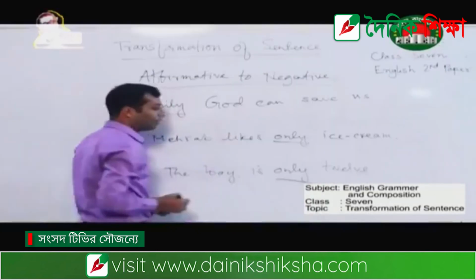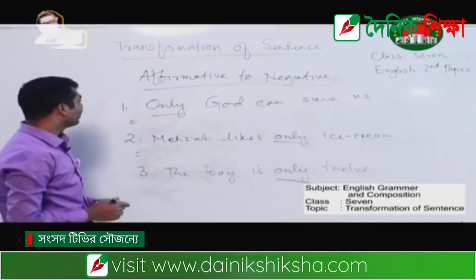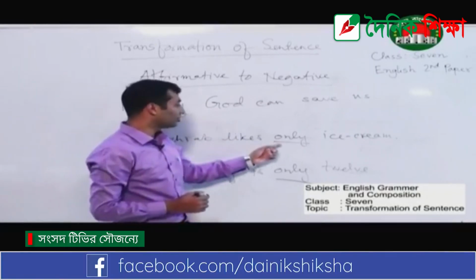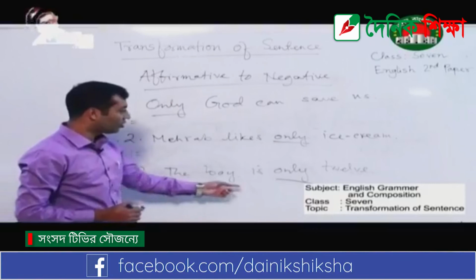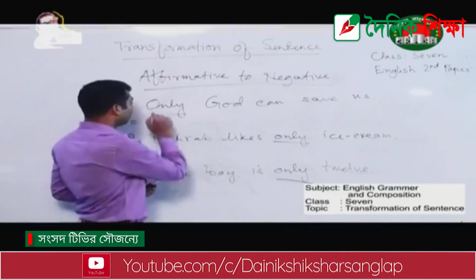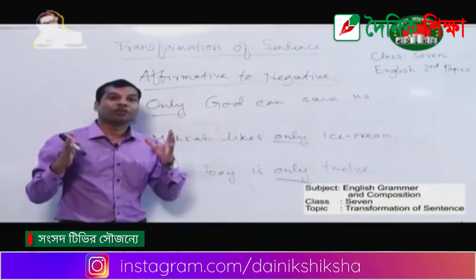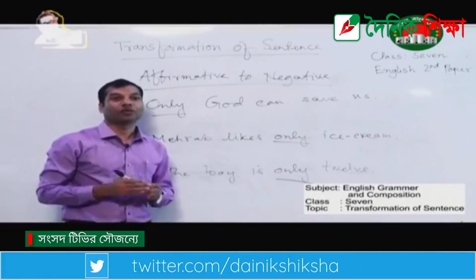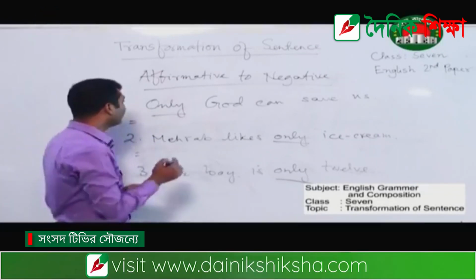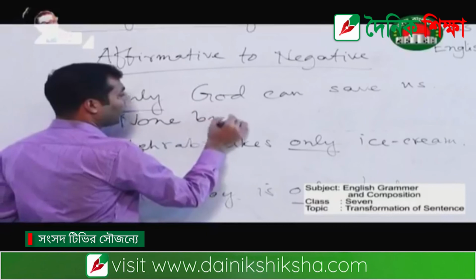Only in the first sentence, as you can see, is demonstrating the word God. In the second sentence, only is demonstrating the word ice cream, and in the third sentence only is demonstrating the word 12. So in the first sentence only is demonstrating God. So when the word only demonstrates God or Allah or any person, and if you want to make it negative, that only turns into none but. So none but God can save us.